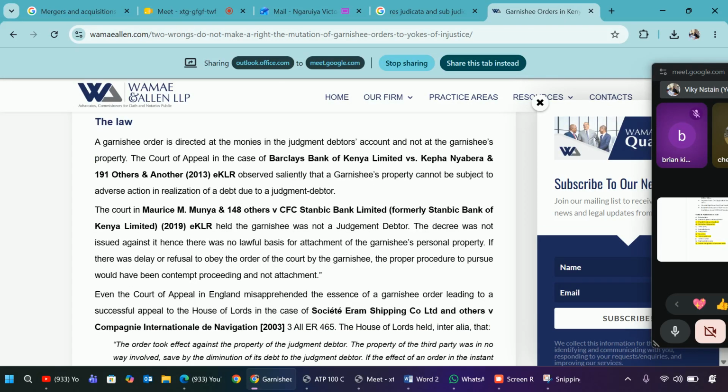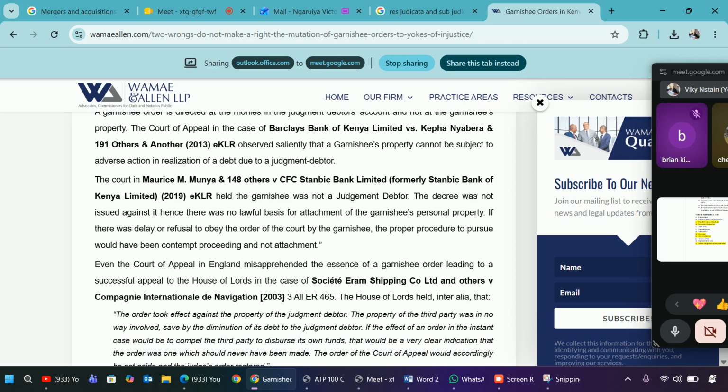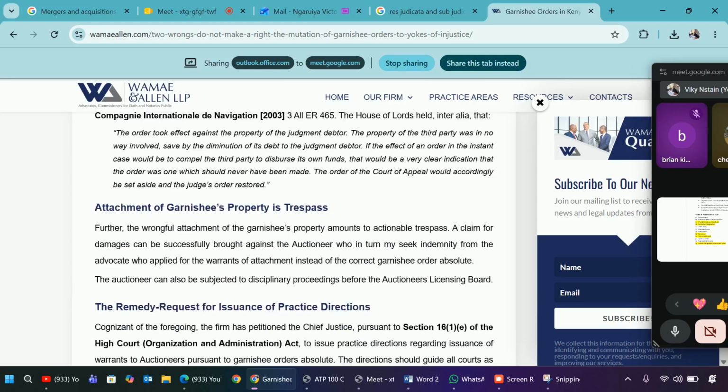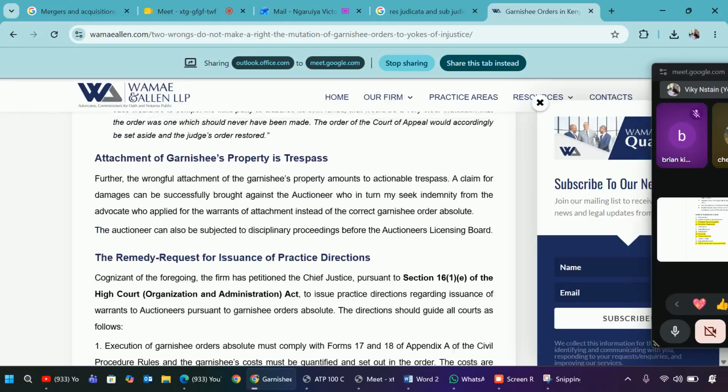In the case of Morris Munya versus CFC Stanbic Bank 2019, the court held that the garnishee was not a judgment debtor. The decree was not issued against it, hence there was no lawful basis for attachment of the garnishee's personal property. If there was a delay or refusal to obey the court order by the garnishee, the proper route would have been contempt proceedings and not attachment. So this gave light to individuals who are going after the garnishee after failing to adhere to the court's order.